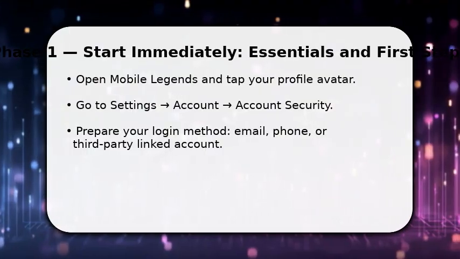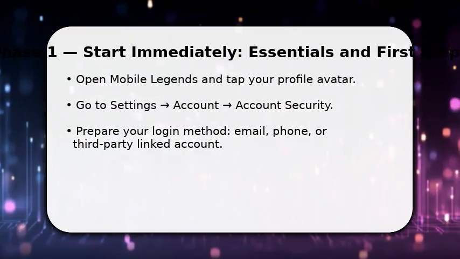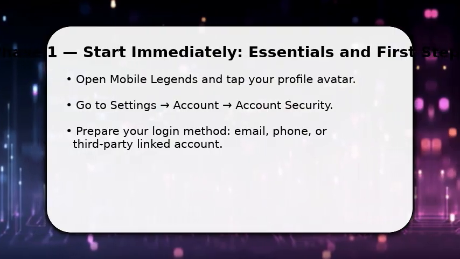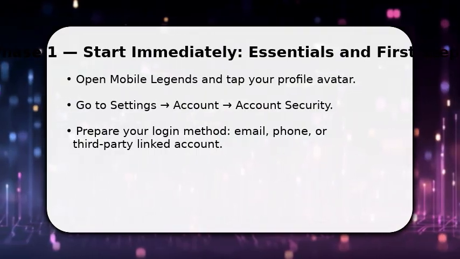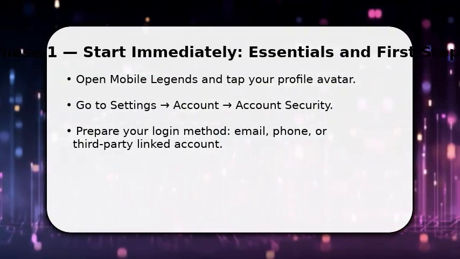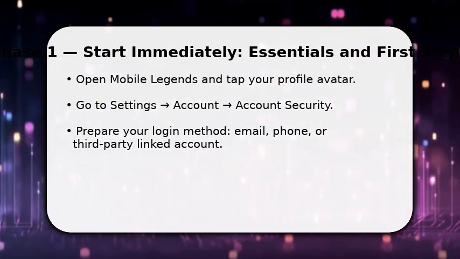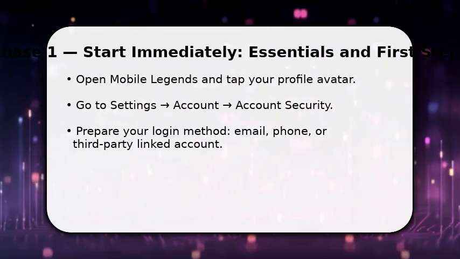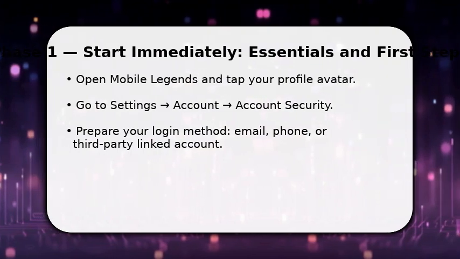You start inside the game, open Mobile Legends and tap your profile, then jump straight to Settings and Account. Once there, choose Account Security. This is where trusted devices live. Make sure you have immediate access to the linked email or phone because the system will ask for verification. You want to avoid delays. If verification prompts appear, respond now. This first move sets up the removal flow and prevents being locked out during the next steps.